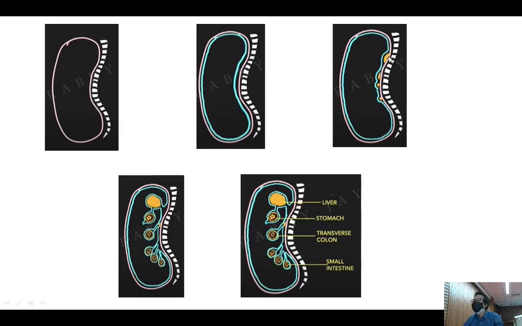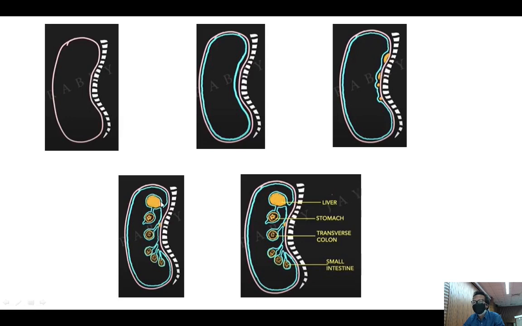Now the third picture, you see something coming out here, bulging out, the yellow structures. These are the future organs. These are the future retroperitoneal organs, that is organs which are behind the peritoneum, like the liver, stomach, colon, small intestine. This will arise from the posterior wall of the abdomen, and they will push. Now come to this picture. They will push the peritoneum. They will invaginate inside the peritoneum.